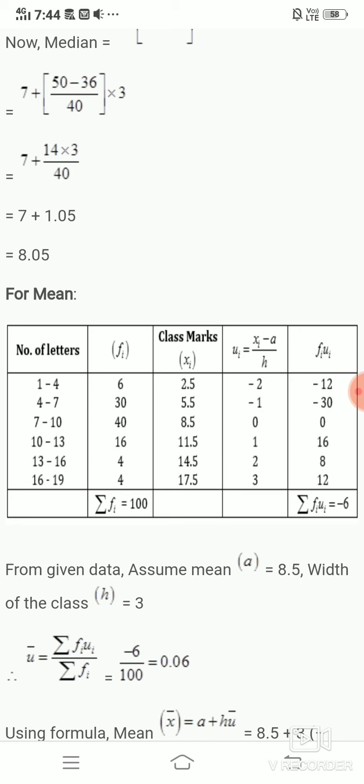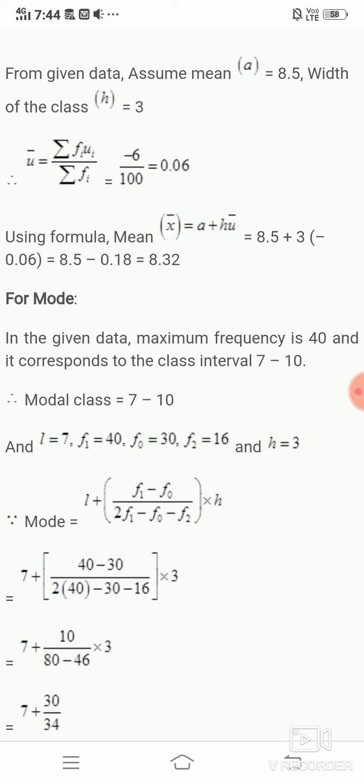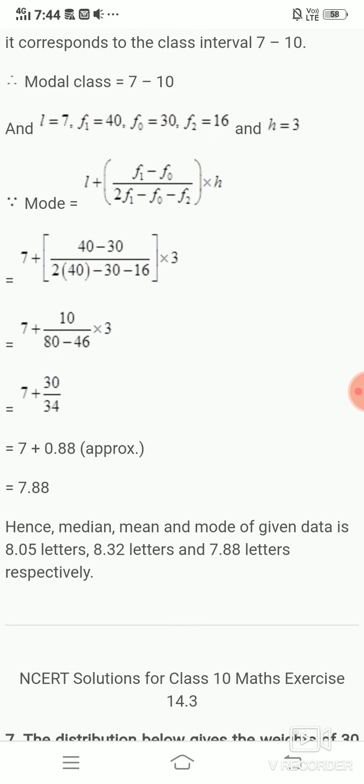Next, you can use the assumed mean method or direct mean method. Here the subdivision method is given, avoid this. Next, for mode, the maximum frequency is 40, so the modal class is also the same. Using this you may find the L value, f0, f1, f2 and h. Substitute, get the answer and compare the answers.